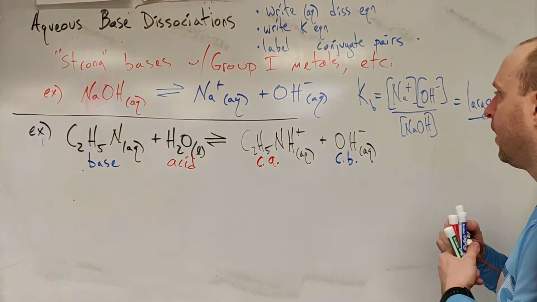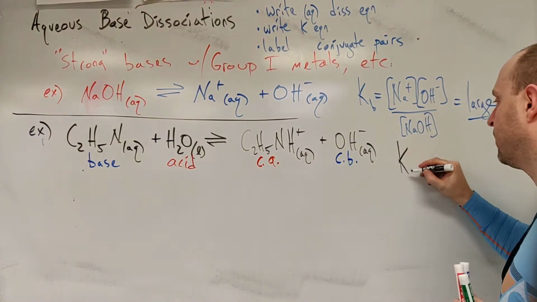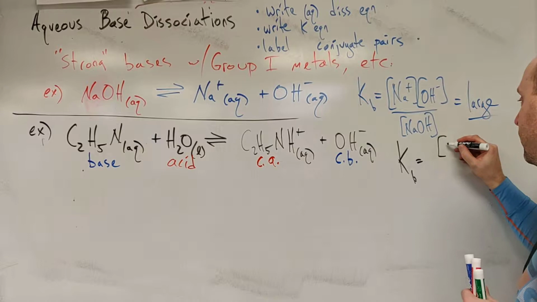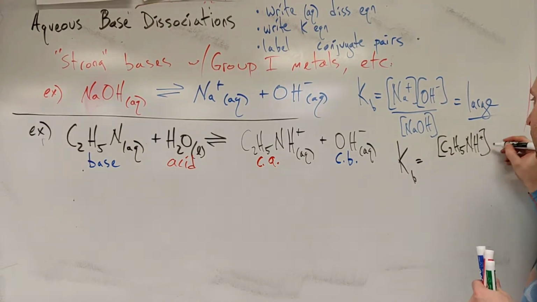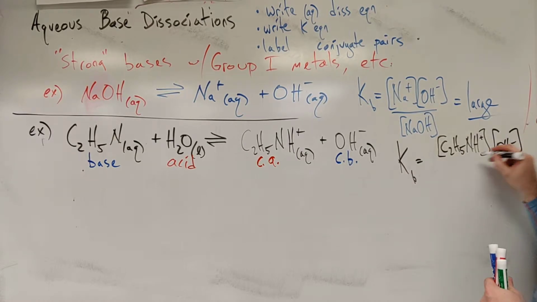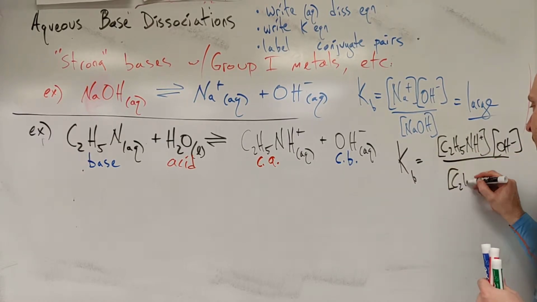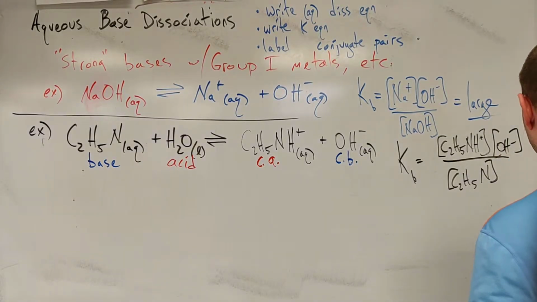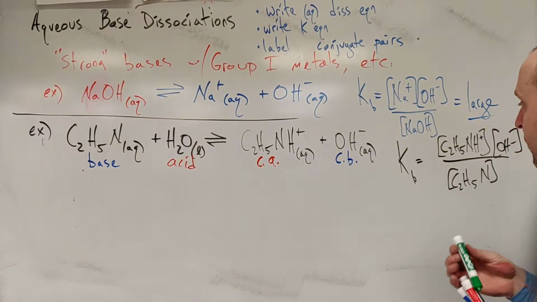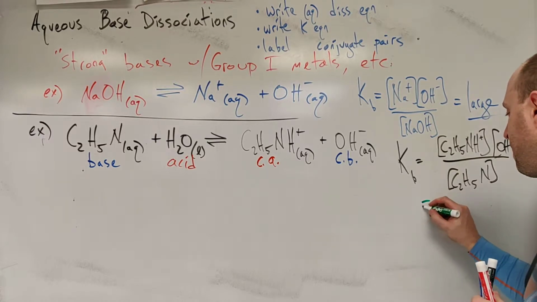All right? Our Kb expression for this is going to be the concentration of C2H5NH plus times the concentration of OH minus over concentration C2H5N. And this has a number. That value happens to be 1.7 times 10 to the minus 9th.